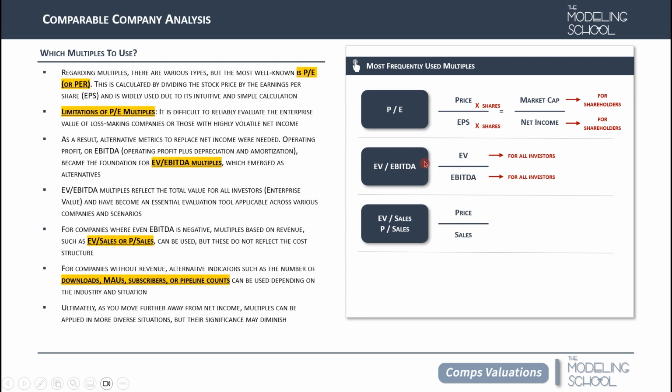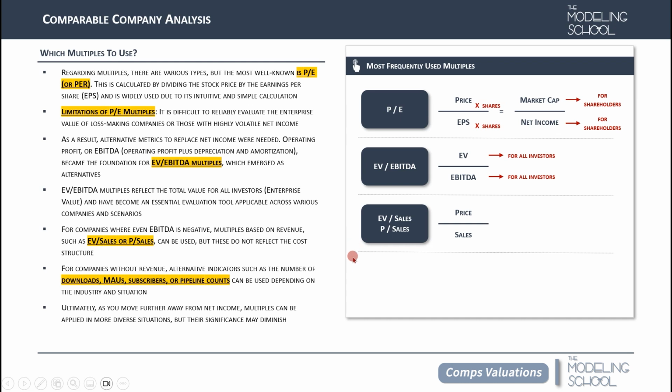But when it comes to EV to sales, now the problem is that it seems much less reliable. So as we come down, the usage is wider, but the reliability is going down and down as we proceed.